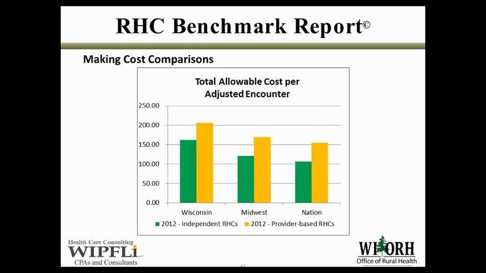Actually, that's quite a bit higher than the independent RHCs, who are showing just slightly higher than $100 per encounter across the country. We've also shown both Midwest regional data as well as the state of Wisconsin information, which is interesting to see, the cost data in the state of Wisconsin being significantly higher than both the regional as well as the national data for the average cost per adjusted encounter for both independent as well as provider-based rural health clinics. So this is just one snapshot of some of the data that's available in the benchmarking tools that we have.